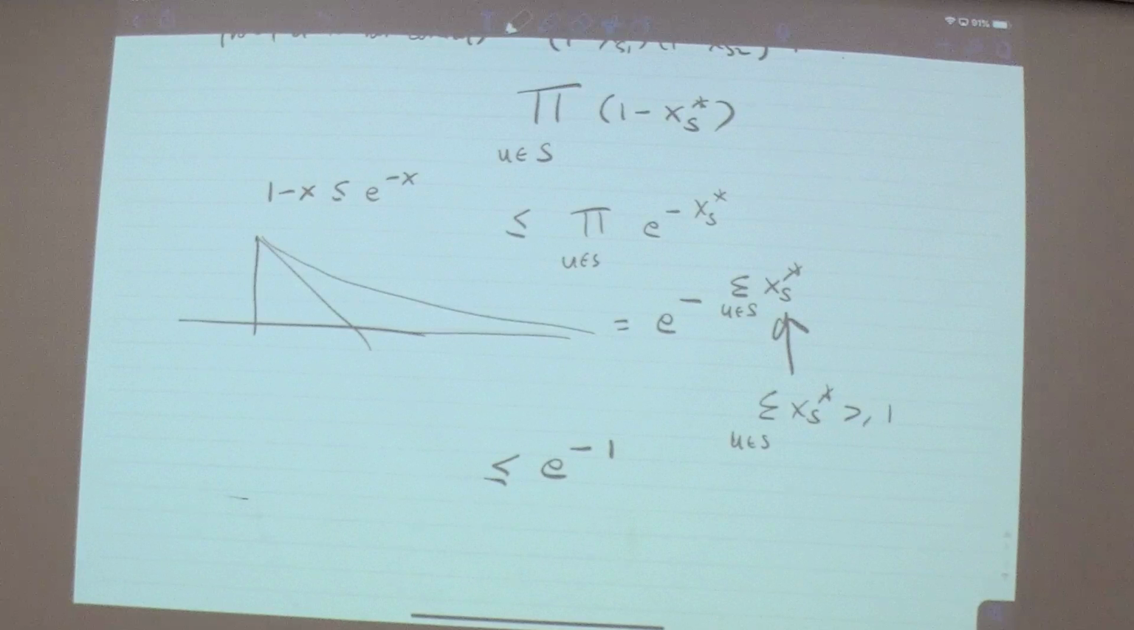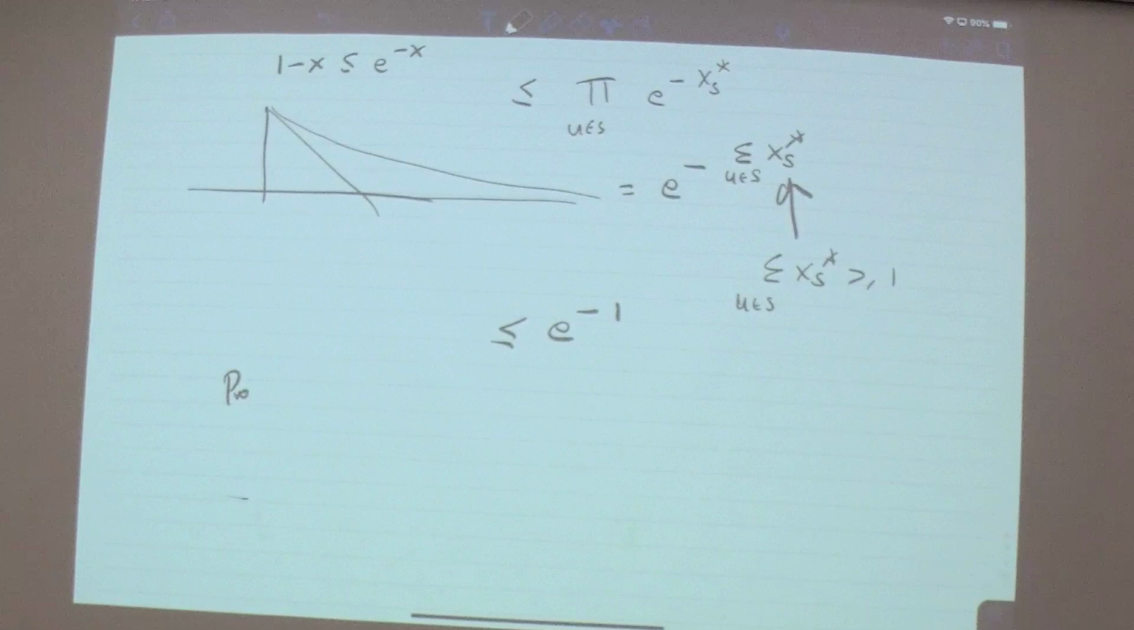If I do this whole process t times independently, the chance that it's not covered in the first step is e to the minus 1. The chance that it never gets covered after t trials is the probability it doesn't get covered the first time, the second time, and the third time, and the fourth time, and the fifth time. So the probability that u is not covered after t rounds is less than or equal to e to the minus t.